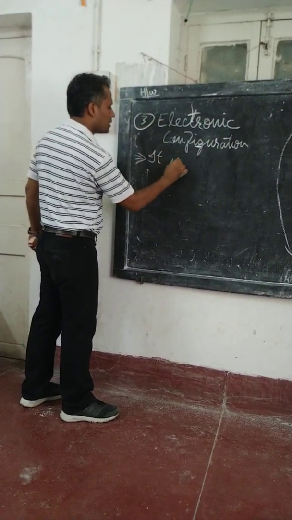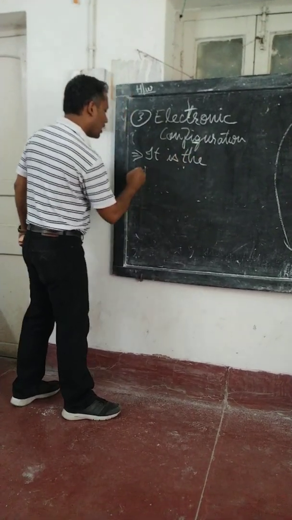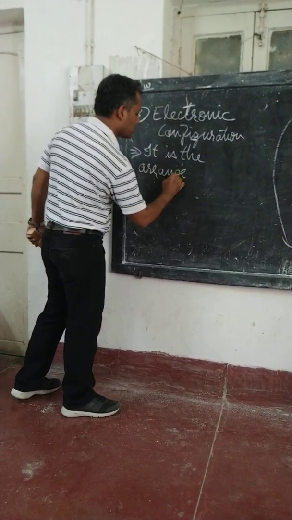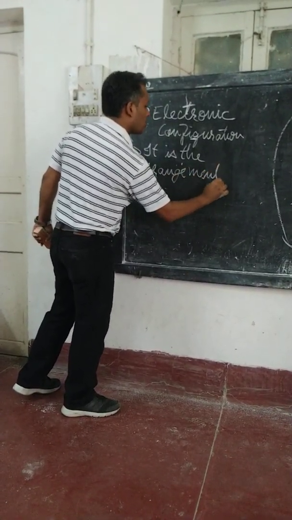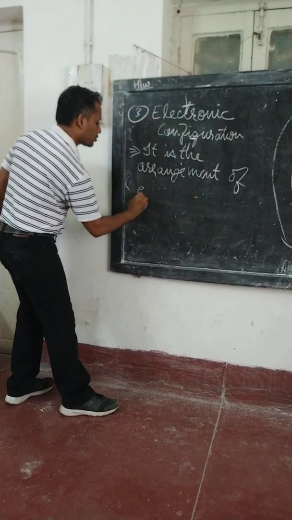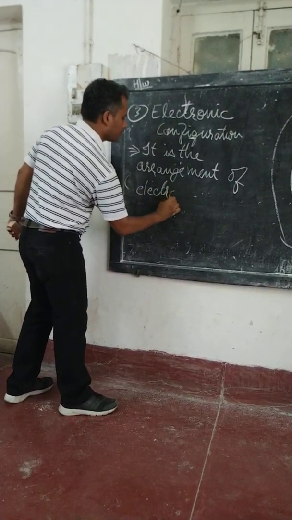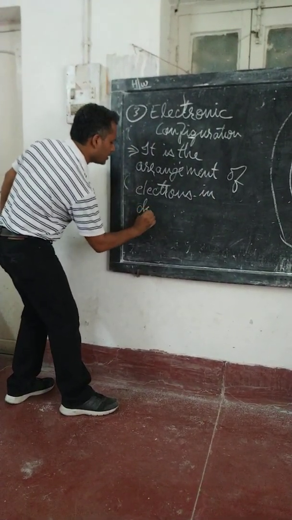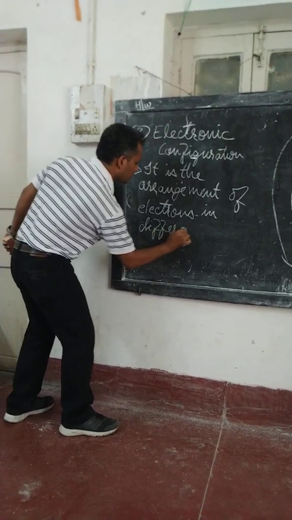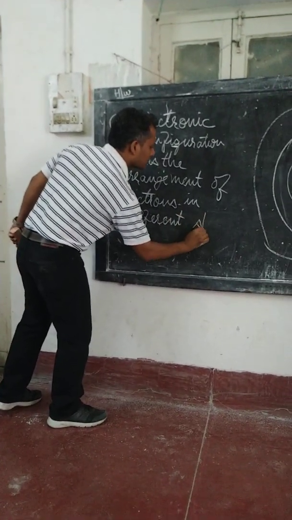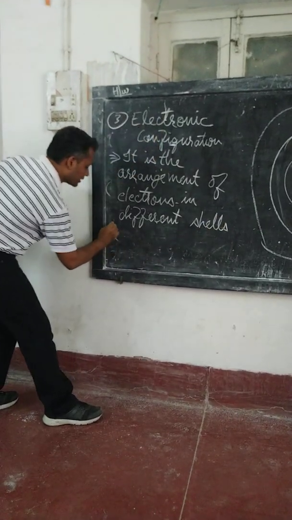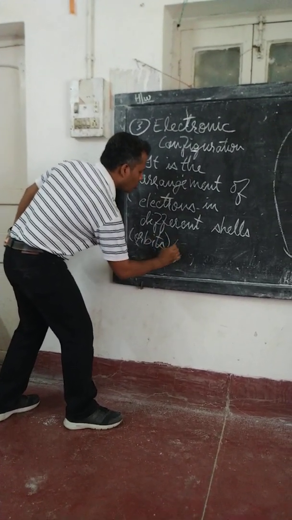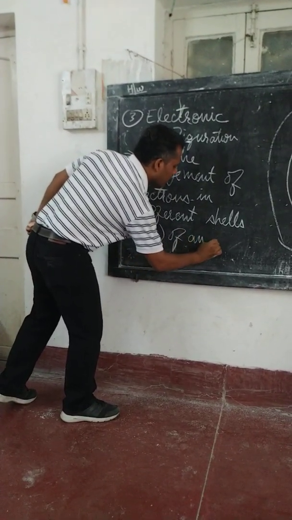It is the arrangement. How do you arrange electrons? It is the arrangement of electrons in different shells. You can also use the term orbits instead of shells, of an atom.